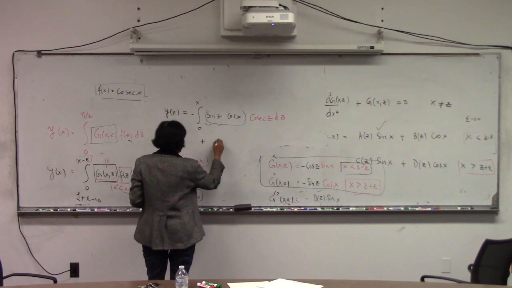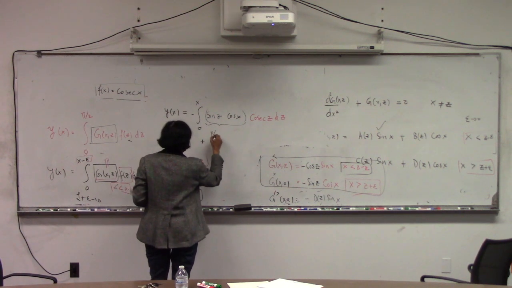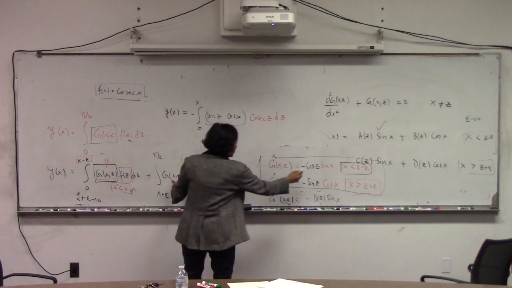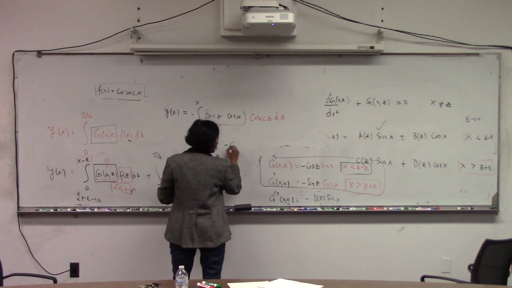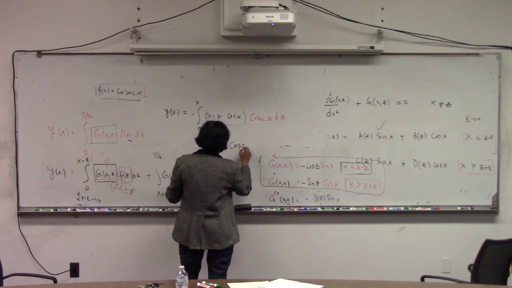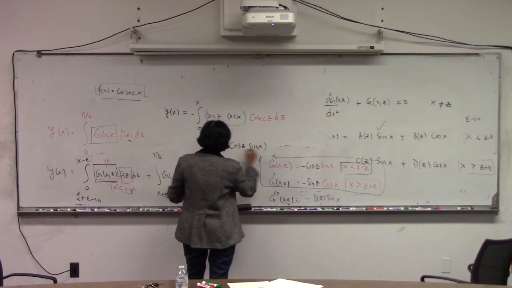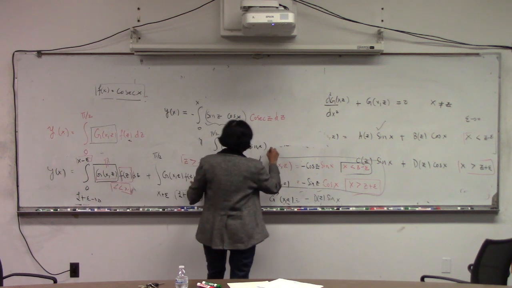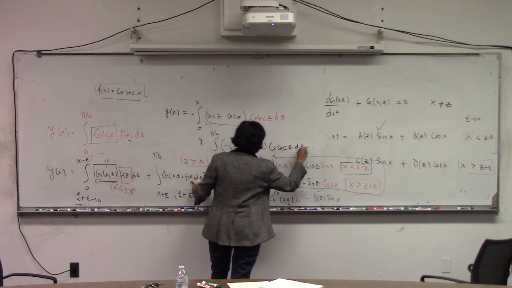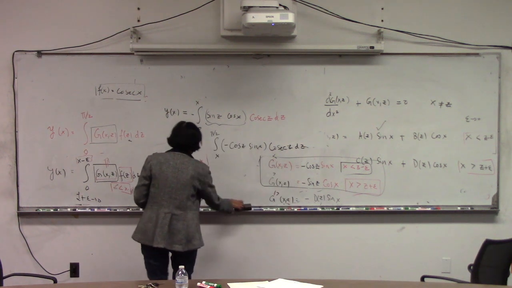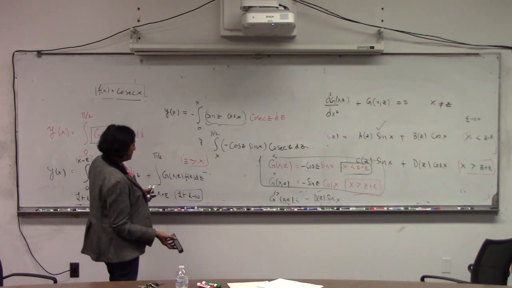Plus x to pi over 2, and now I'm going to pick up the other one, which is minus cosine of z sine of x. F of z is now cosecant z dz. They are very simple integrals. I think we have everything correct.